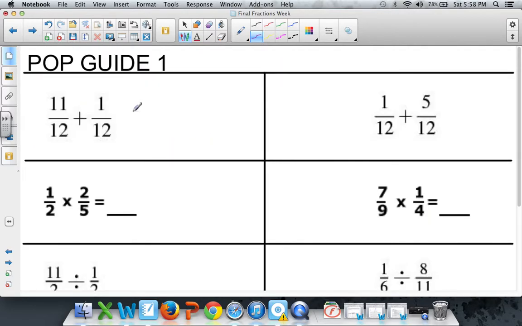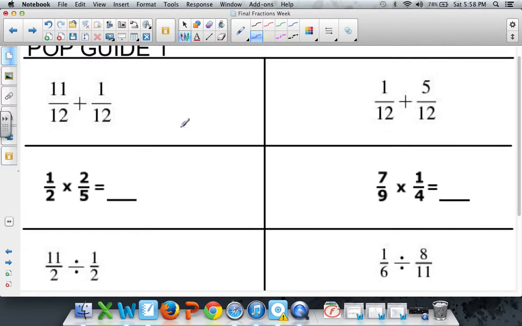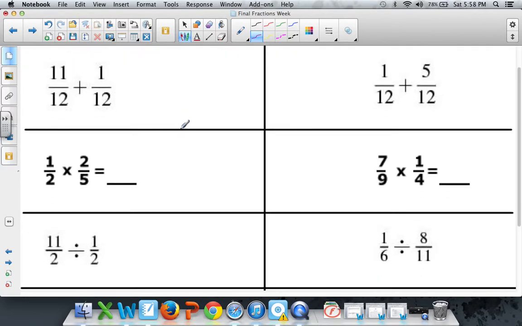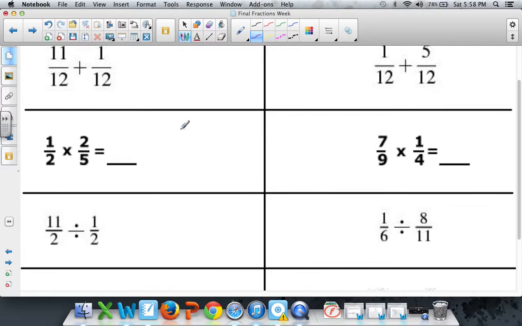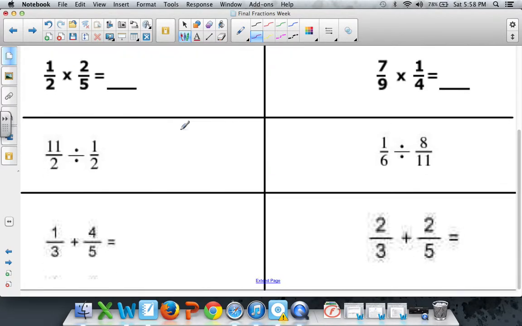Pop guide. I'll give you a couple seconds to look at this pop guide. The top has adding fractions with the same denominator. Yay, not so bad. The second row has multiplying fractions. Third row, dividing fractions. And the fourth and most challenging row, adding fractions that don't have the same denominator. What are you going to do? Do you remember how to do that? We worked on it a lot last week.